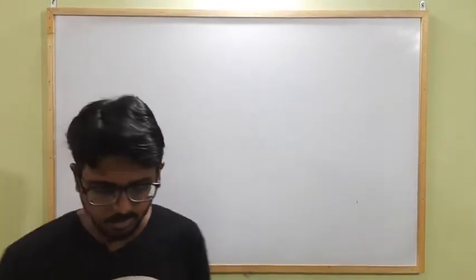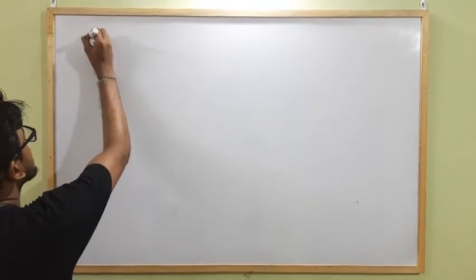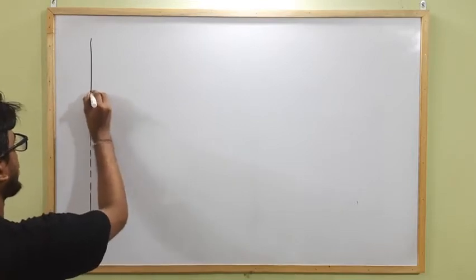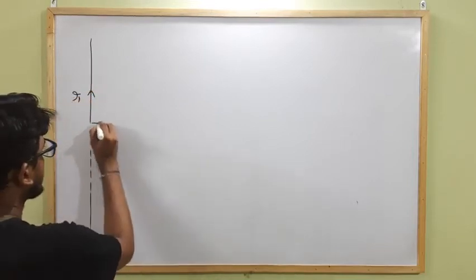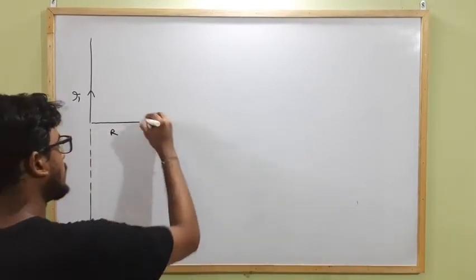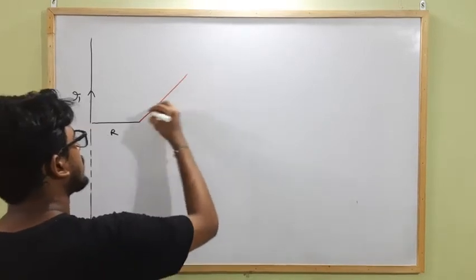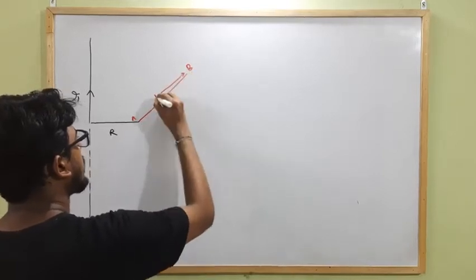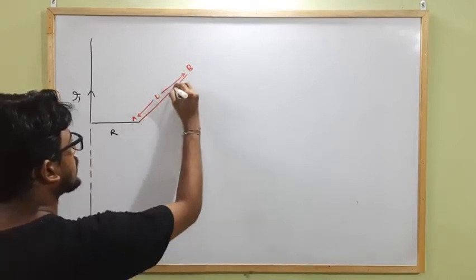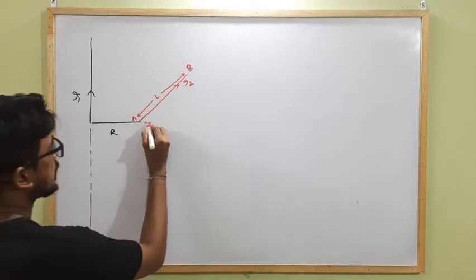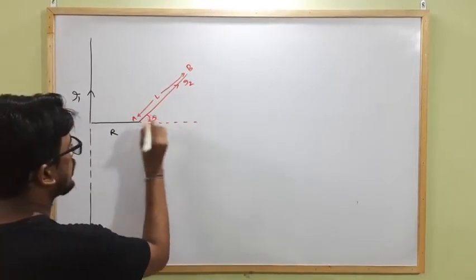So now let's do another example based upon the same concept. Similarly, there is an infinitely long straight current carrying conductor which carries current I1, and at a distance r from this current carrying conductor there is another current carrying segment which is placed like this. Let the segment name be AB and the length of this segment be L, and it carries current I2 in this direction. It is placed like this, which makes an angle theta with the horizontal.